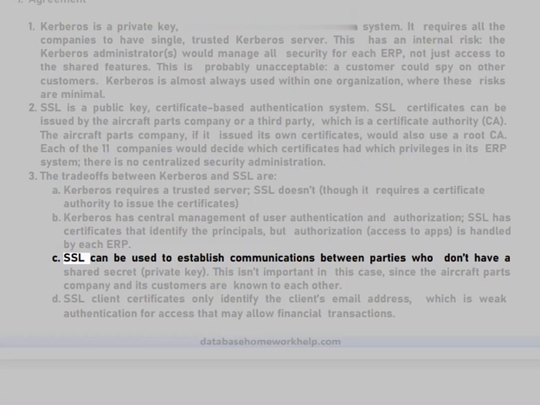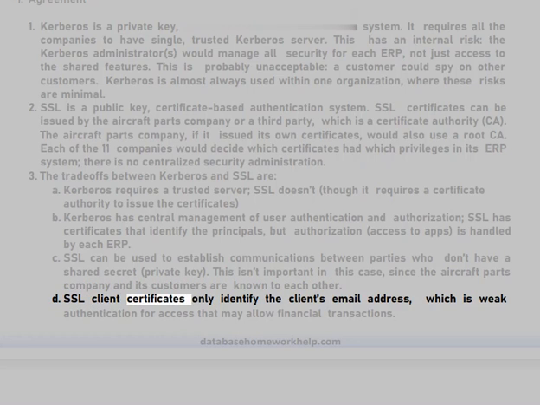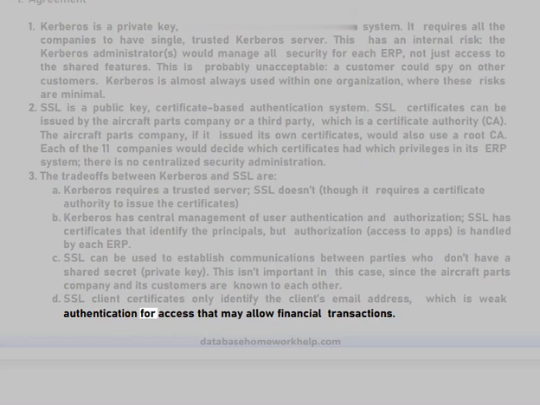C. SSL can be used to establish communications between parties who don't have a shared secret, private key. This isn't important in this case, since the aircraft parts company and its customers are known to each other. D. SSL client certificates only identify the client's email address, which is weak authentication for access that may allow financial transactions.